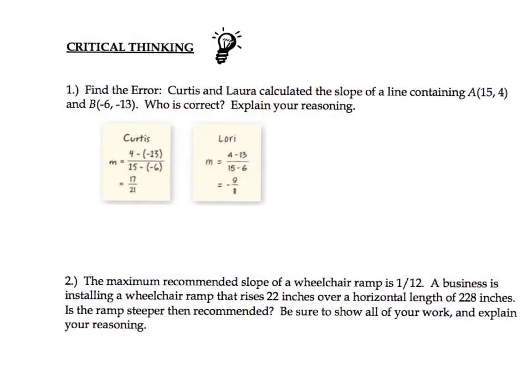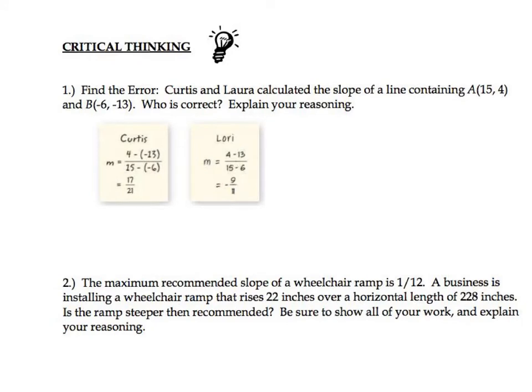So for the first of our last examples, I should say, we want to find the error. Curtis and Laura calculated the slope of the line containing the point A at (15, 4) and B at (-6, -13). We want to know who is correct and be able to explain our reasoning. So let's write down the equation for slope as a refresher. Slope equals y2 minus y1 over x2 minus x1.